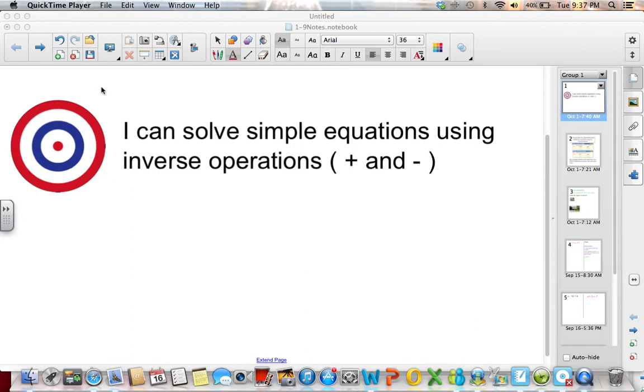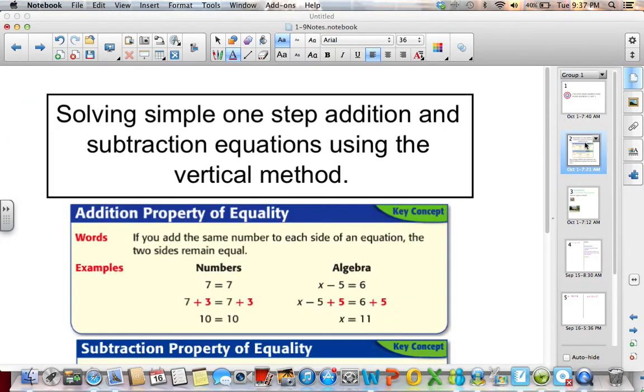Hi, 7th graders. Tonight we're doing lesson 1-9, so you can open your book and follow along with me, starting on lesson 1-9. Sorry, I don't have the page number right next to me. We're talking about solving simple, so just basic one-step addition and subtraction equations using the vertical method. We touched on this in 6th grade, so this will probably be a little familiar to you.